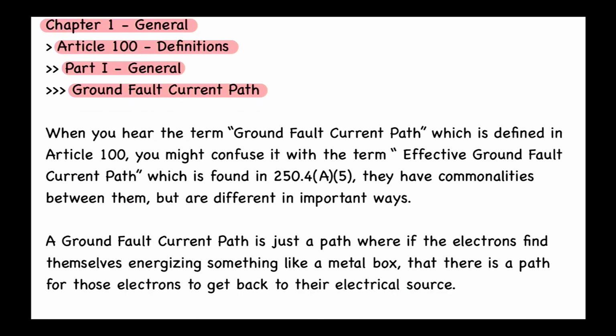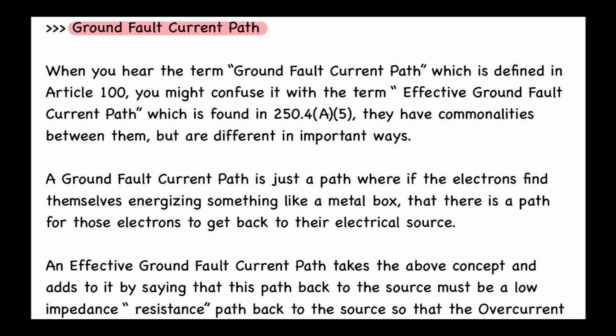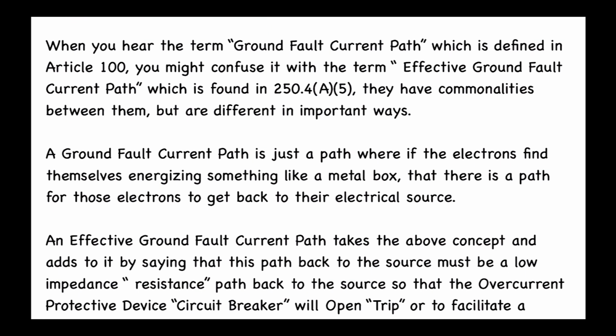When you hear the term ground fault current path, which is defined in Article 100, you might confuse it with the term effective ground fault current path, which is found in 250.4(A)(5). They have commonalities between them, but are different in important ways. A ground fault current path is just a path where if the electrons find themselves energizing something like a metal box, there is a path for those electrons to get back to their electrical source.